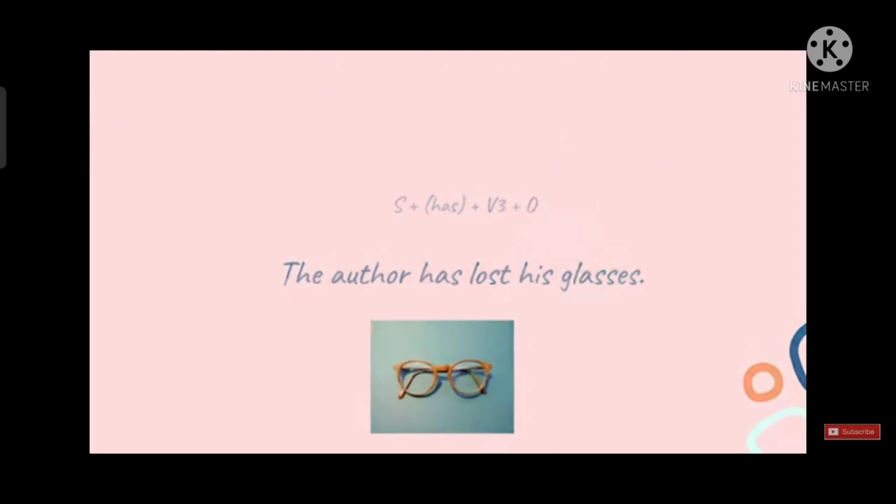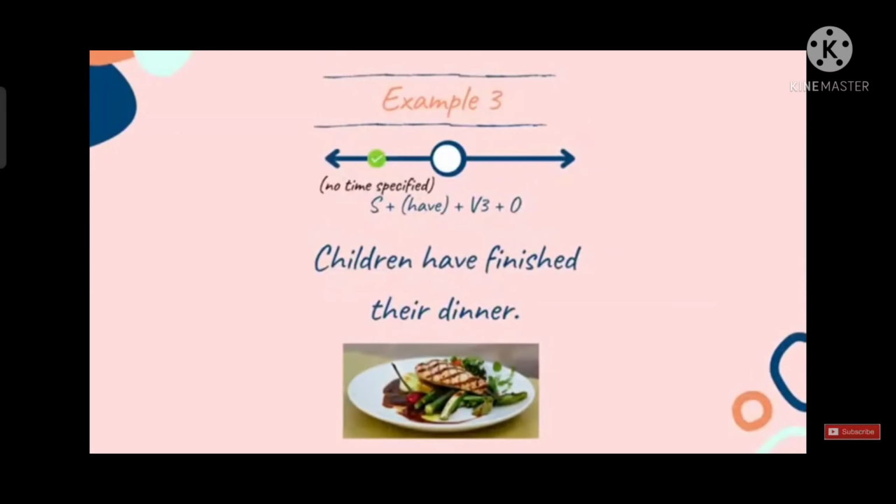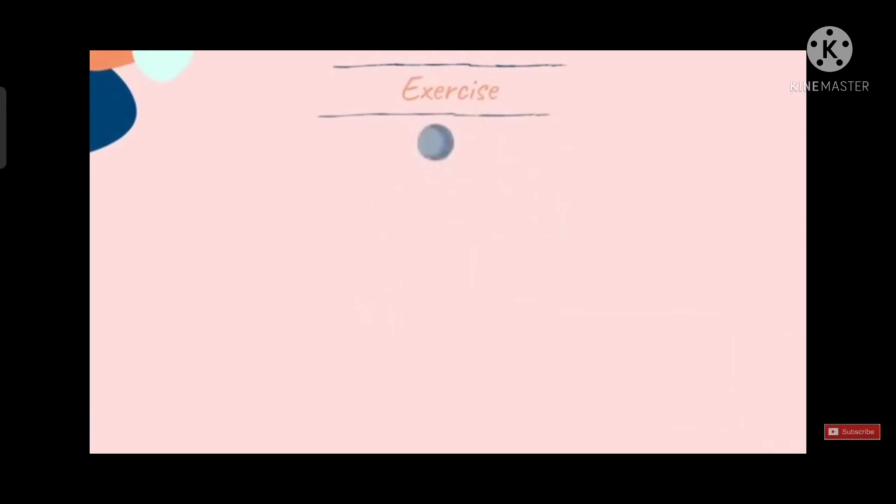Let's look into one more example of this kind. Children have finished their dinner. The children would have finished their dinner sometime before it is being stated and is still true in the present. Also, no time is specified here. So we have used present perfect tense. I hope now we are clear on this tense.